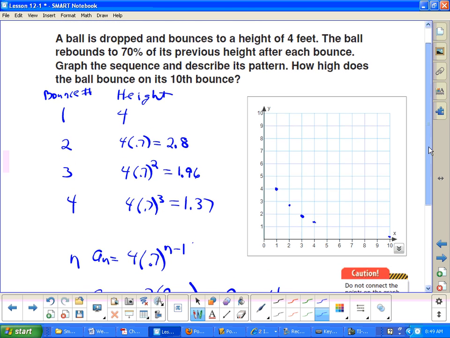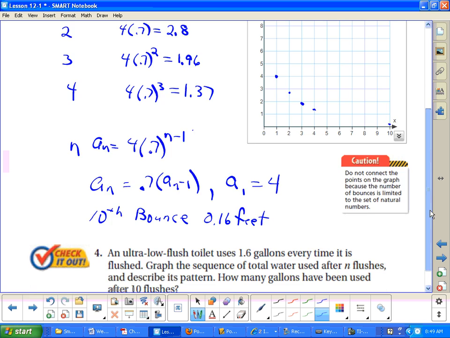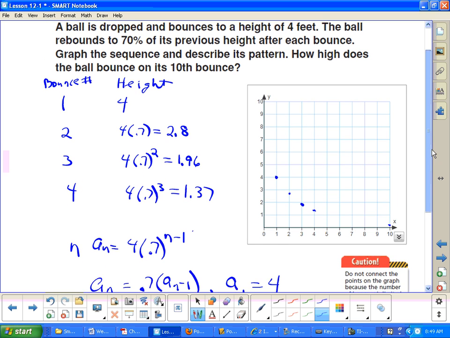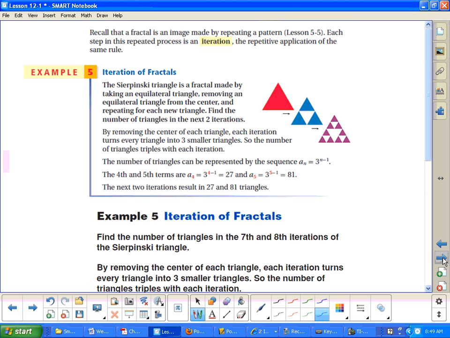Make sure we get the right units here. Okay. All right, so with these, you can use the explicit rule or you can use the recursive rule to get to your answer. So what's this doing here? That says describe its pattern. The pattern is it's decreasing at a decreasing rate. The amount of gap between each dot is getting less and less each time. So I could say it's decreasing at a decreasing rate. Okay. All right, one more.